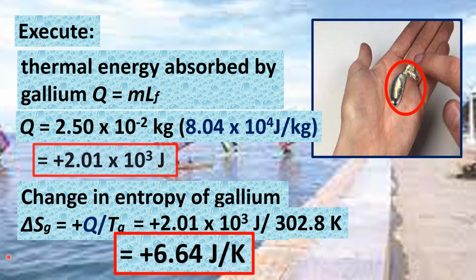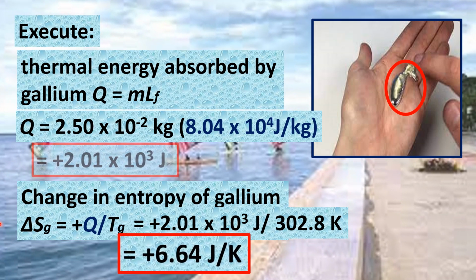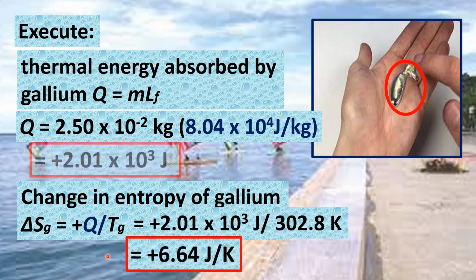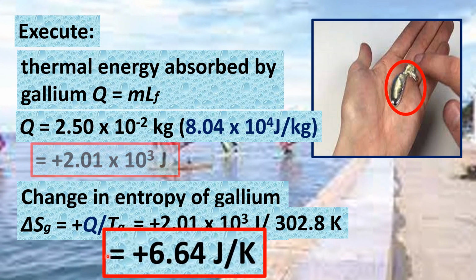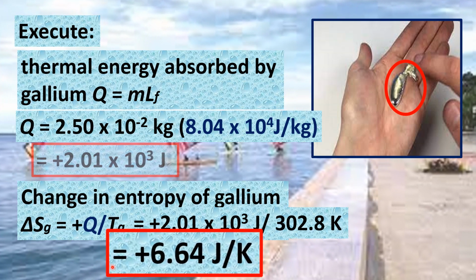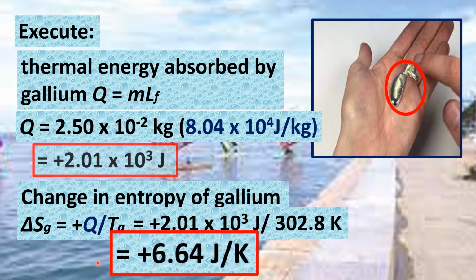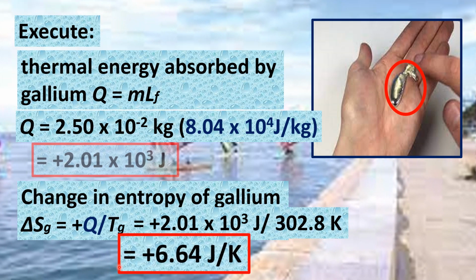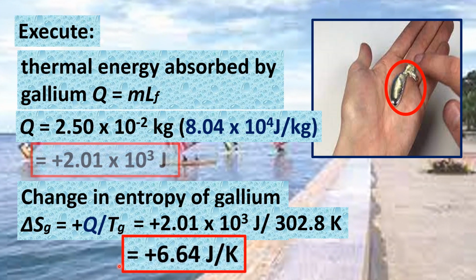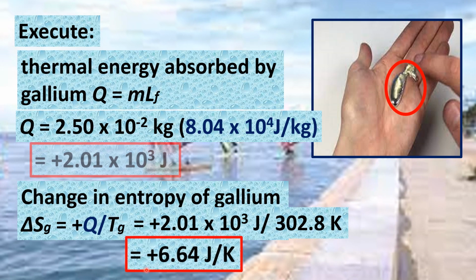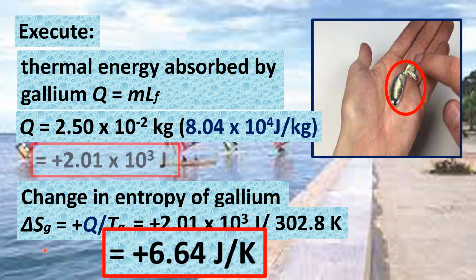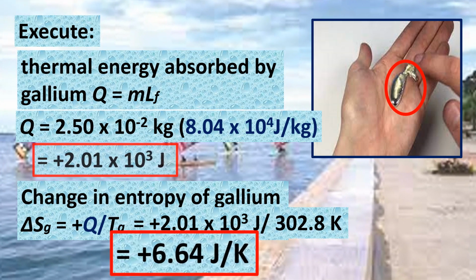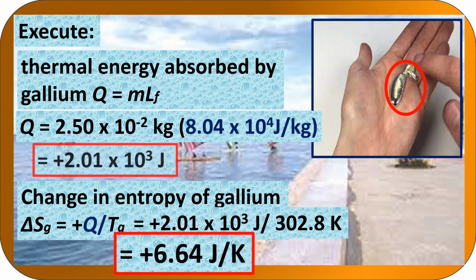It is positive as a result of having a positive sign for the big Q. But a positive change in entropy simply means that gallium has increased its entropy, or it has gained this amount of entropy equal to 6.64 joules per Kelvin.